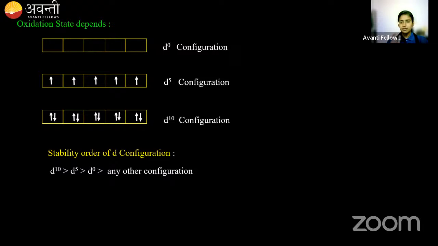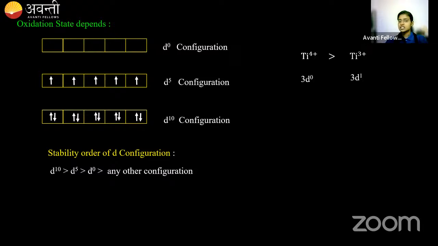So we have to give the first preference to D10, then to D5, then to D0. So if an element tries to attain any one of these configurations, then that compound will be more stable than the other. So based on this only, we are giving the most stable oxidation state for each element. Got it? So suppose you take titanium, we have 2 ions, titanium 4 plus and titanium 3 plus.